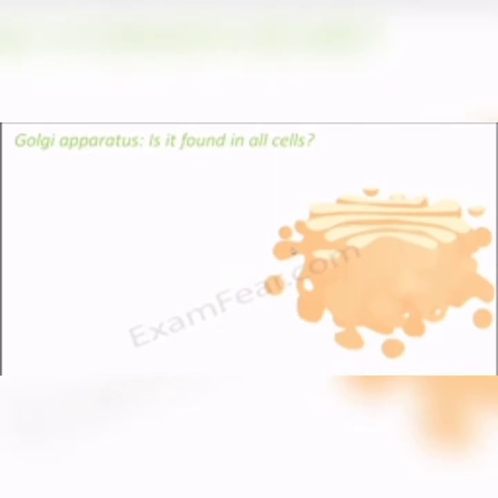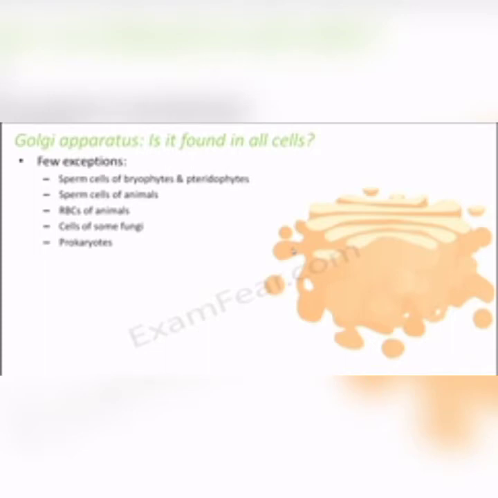Now the question is: is it found in all the cells, or is it found in certain cells and not found in some other cells? There are a few exceptions where they are not found. Even though in general they are found in all plant and animal cells, there are a few exceptions. The exceptions are sperm cells of bryophytes and pteridophytes, sperm cells of animals, RBCs, that is the red blood cells of animals, cells of some fungi, and prokaryotes. These are some of the cells where Golgi bodies are not found.